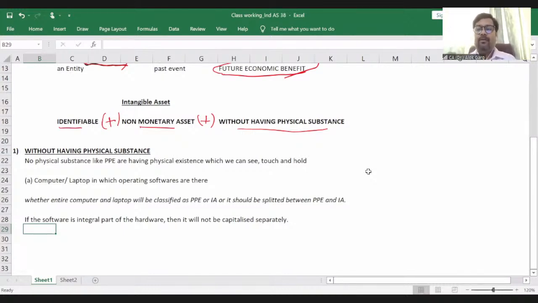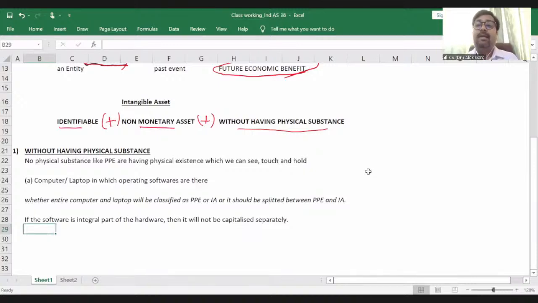Wherever you want to install the setup file, you can use that setup file on any machine, any computer or laptop. So in this case, when it is not a computer-controlled software, when it is not an integral part of the hardware, such a pen drive which has setup files of different software, these software can be capitalized as an intangible asset.